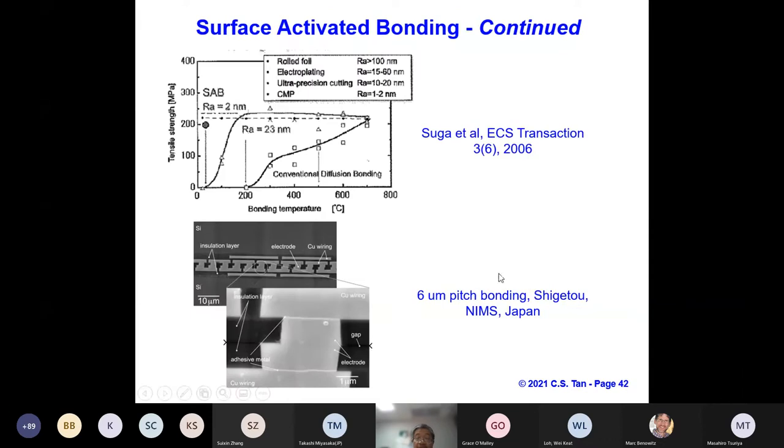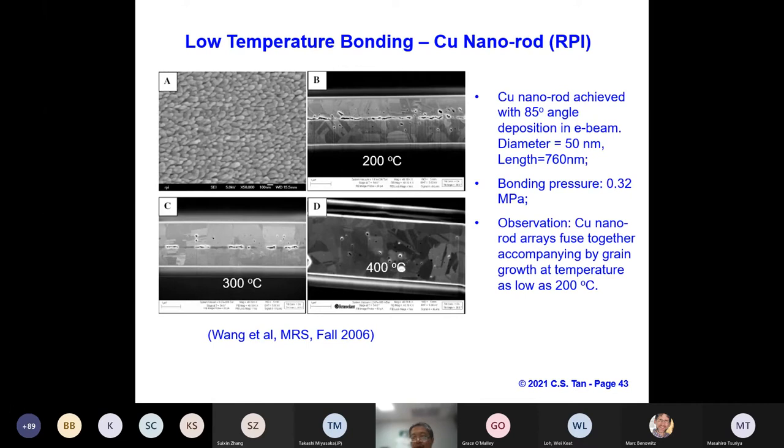And I think subsequently, they have been able to perform bonding of a daisy chain down to 6 micron pitch, as you can see here, right? So the whole idea really is about how can I achieve better bond strength at lower temperature, okay? So this is what we learned from the SAB experiment. Now, this is again another work presented by a group from RPI in the mid-2000s or so. And the whole idea is basically that if interdiffusion is the mechanism behind bonding, then I would like to increase the surface area so that the diffusion can be enhanced.